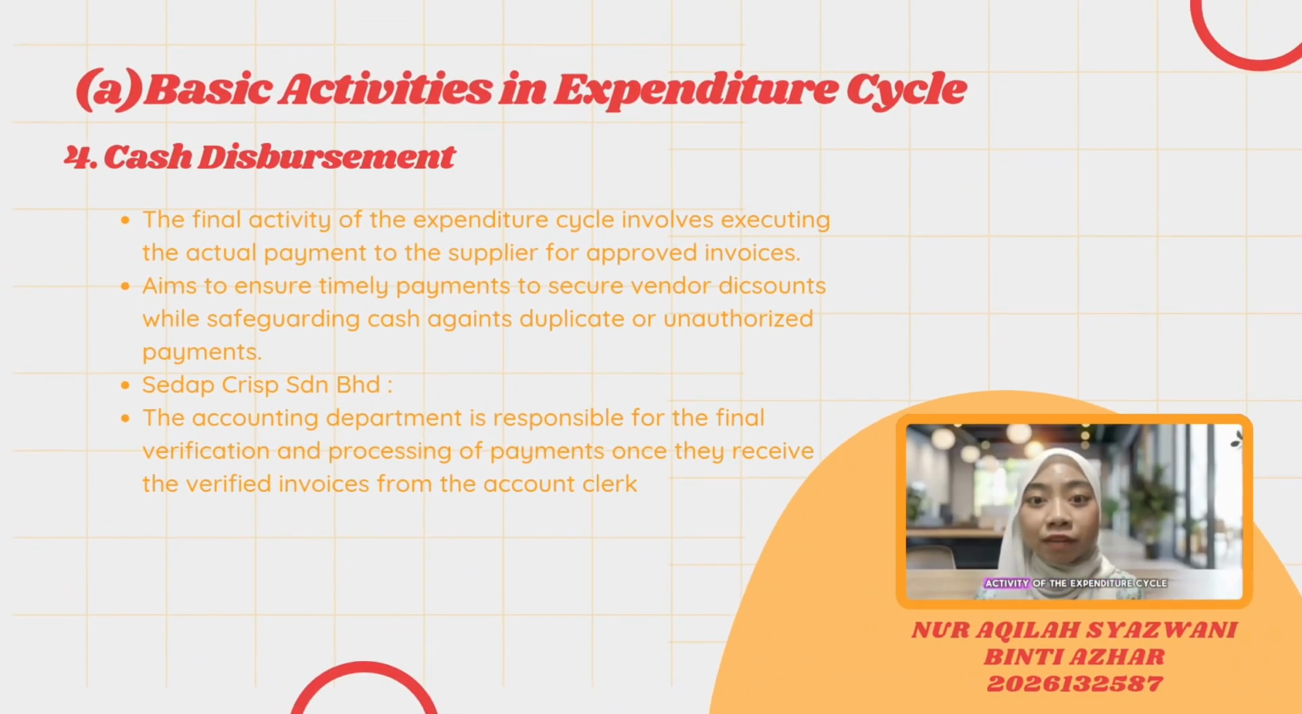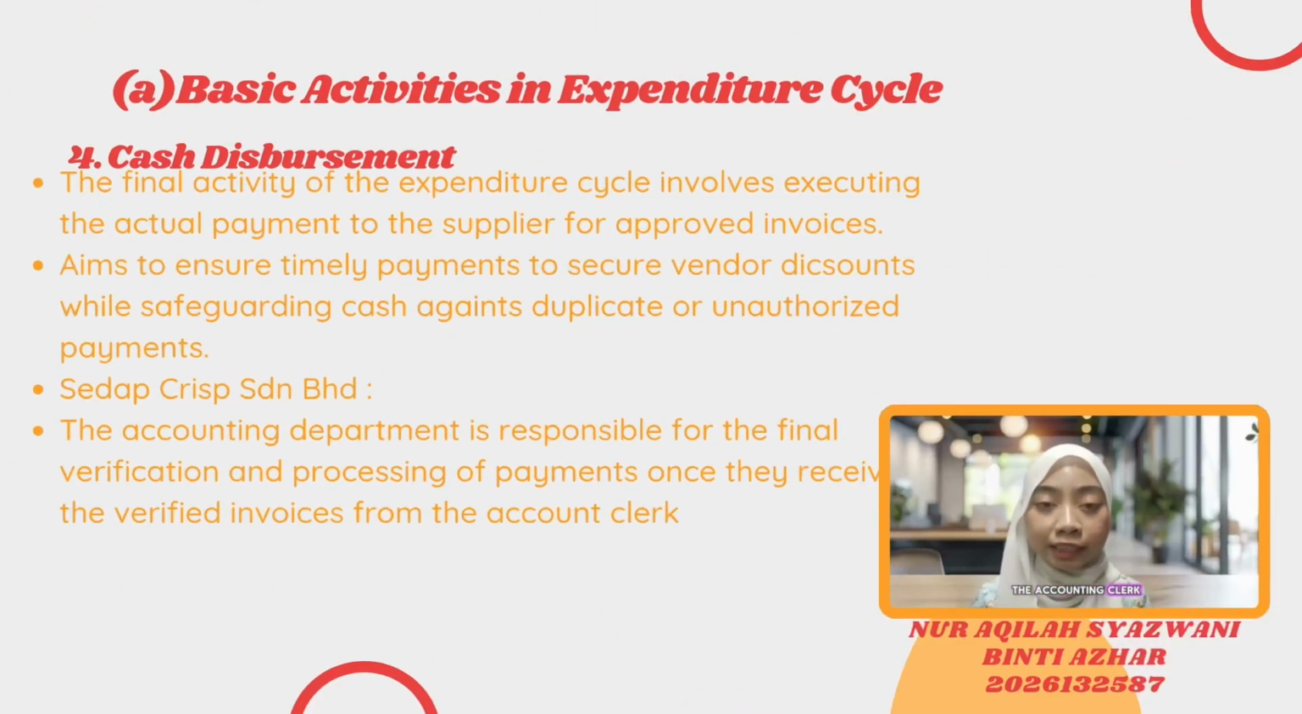This is the final activity of the expenditure cycle, which involves executing the actual payment, whether via check, cash, or any electronic fund transfer to the supplier for approved invoices. This process aims to ensure timely payments, to secure vendors' discounts while safeguarding cash against duplicate or unauthorized payments. In the case of Sedap Kris Sdn Bhd, the accounting department is responsible for the final verification and processing of payments once they receive the verified invoices from the accounting clerk.